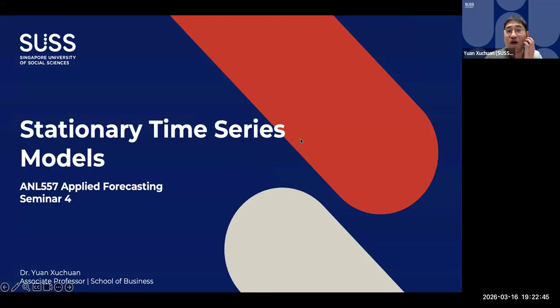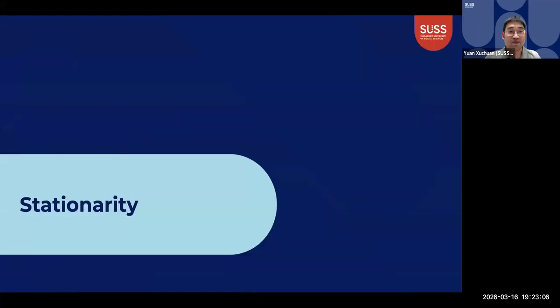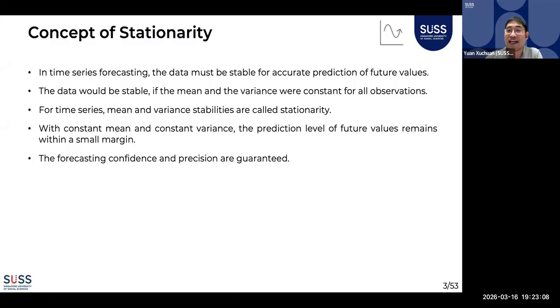So in seminar 4, we are still dealing with, in seminar 3, we were dealing with non-stationary data. So we wanted to look at the trend, cycle, and seasonality. Now in seminar 4, we will discuss the stationary time series models. Okay, so first we need to understand what stationary means.